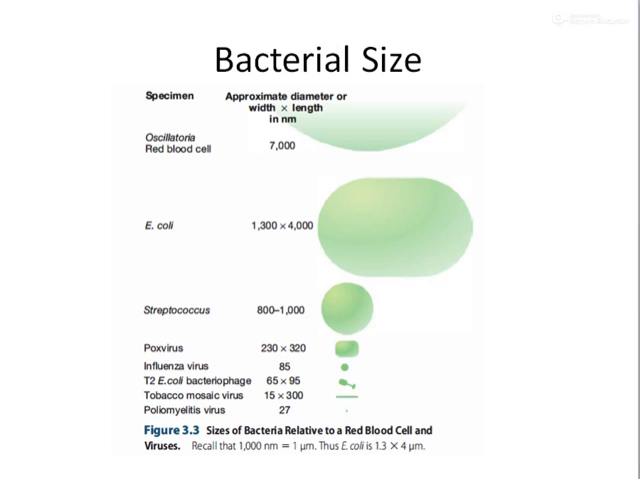And let me talk about bacterial size. The size of bacteria is also found to be very different. Sometimes it will be very long. In the case of Oscillatoria, a photosynthetic bacteria, it is around 7,000 nanometers, about the size of an RBC itself. Then we have E. coli, which is smaller. Streptococcus is a little smaller still, and then you have viruses, which are smaller than bacteria. So the bacterial size as well as the shape varies.